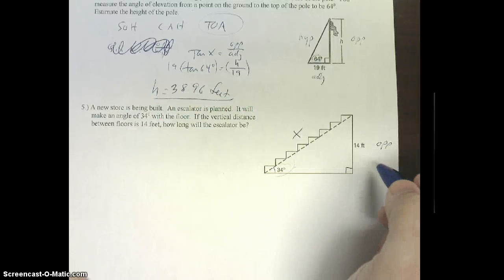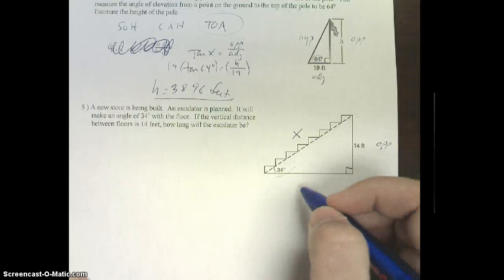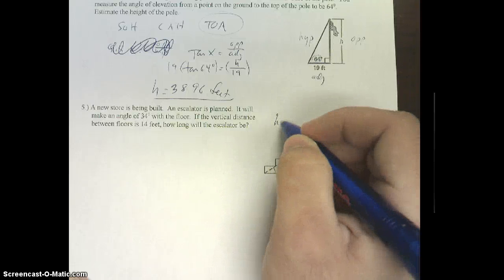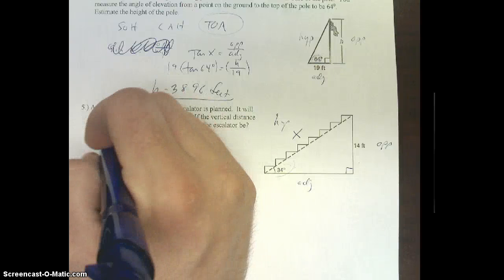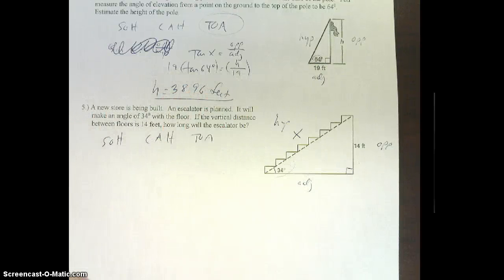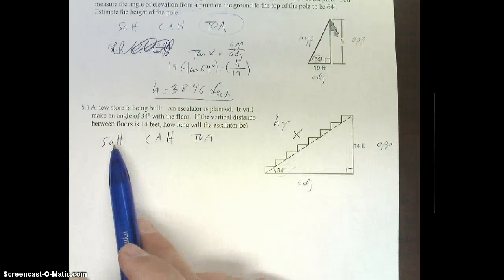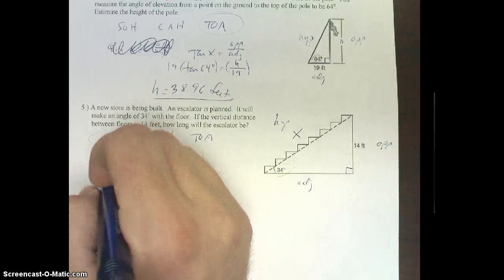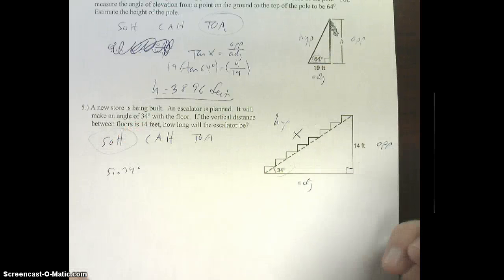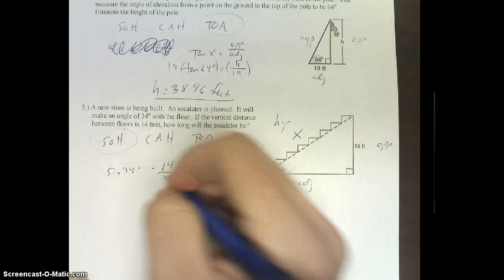Here's my right angle. How do I know that? Well, I just kind of ballparked it. I mean, you can clearly see it's the right angle. Here would be your adjacent. Here's your hypotenuse. So again, if you had to label everything out, which one uses O and H? Bingo. Okay. Sine of 34 degrees equals 14 over x.